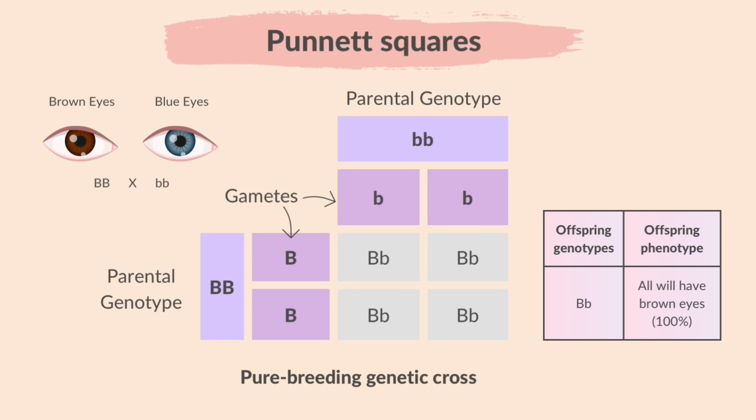So if a parent with pure brown eyes, capital B capital B, is crossed with a parent with pure blue eyes, small b small b, all the children will inherit one copy of each allele, capital B, small b, and they will have brown eyes like the brown eye parent.